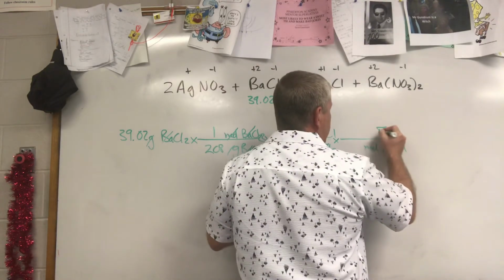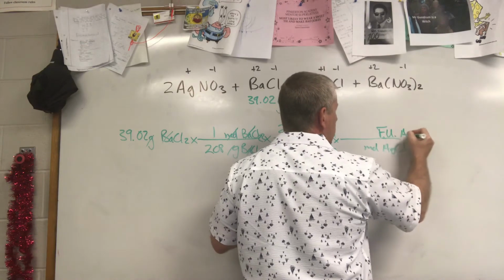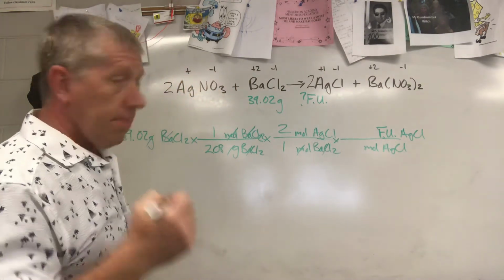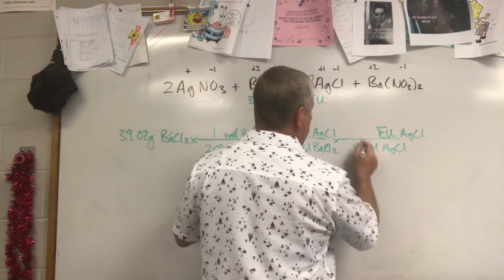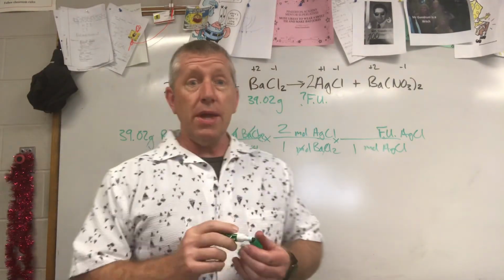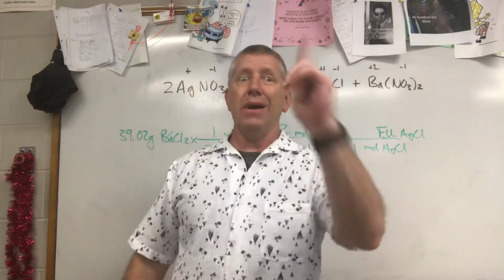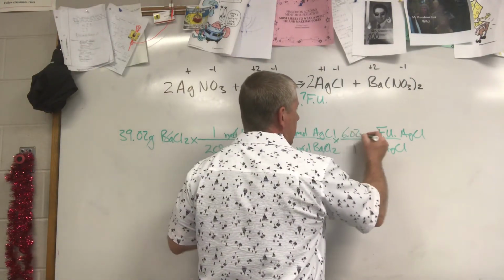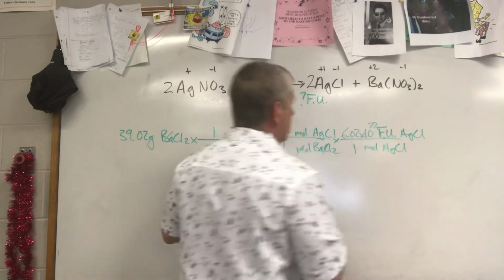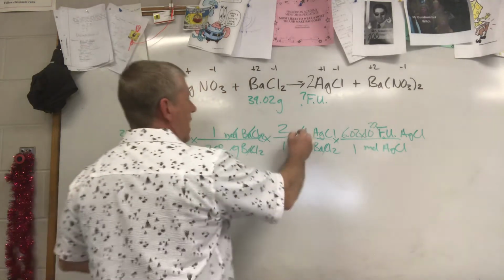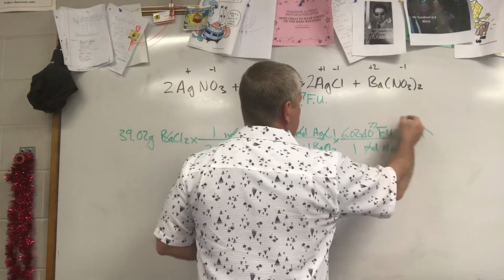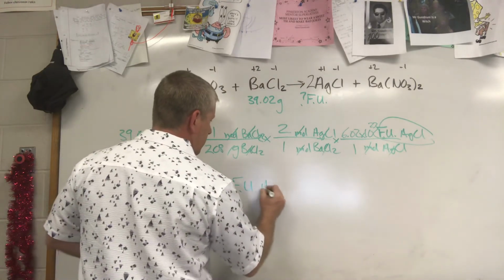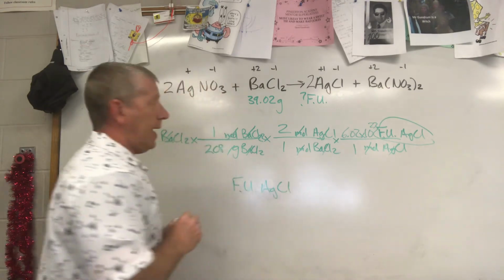So formula units, FU, doesn't sound good, of silver chloride. What numbers go in? One goes next to the mole. Remember, when you're in San Diego, always use Avogadro's number, 6.02 times 10 to the 23rd. All right, this is now set up to solve for the formula units of silver chloride. Let's do the math.